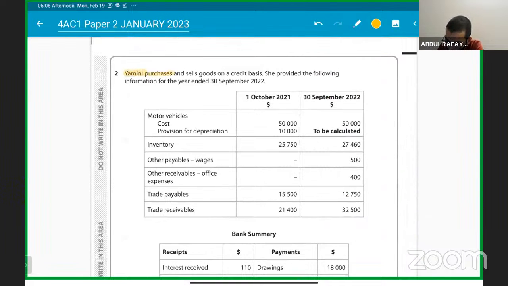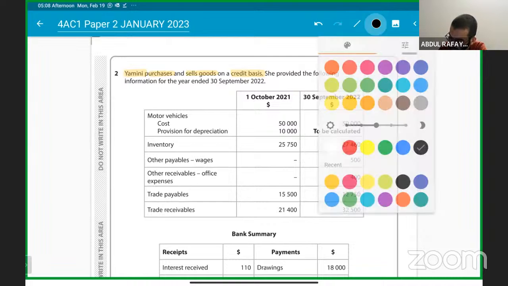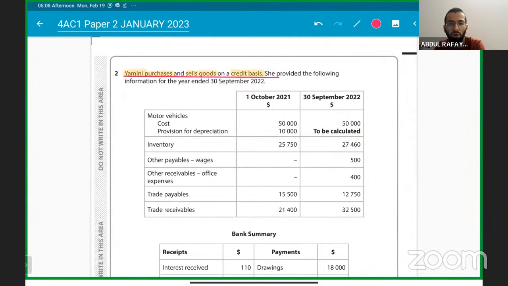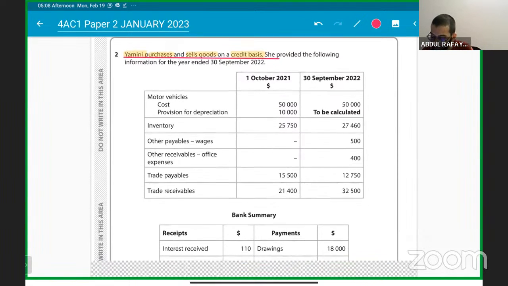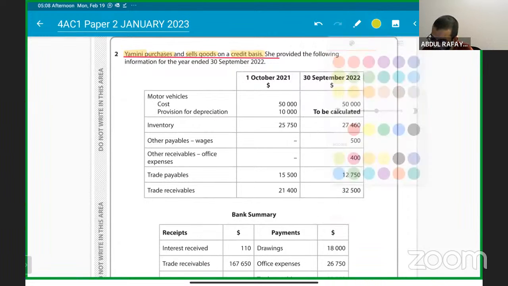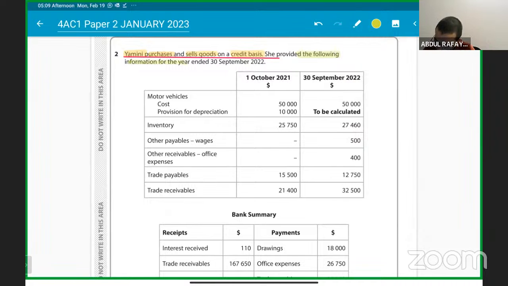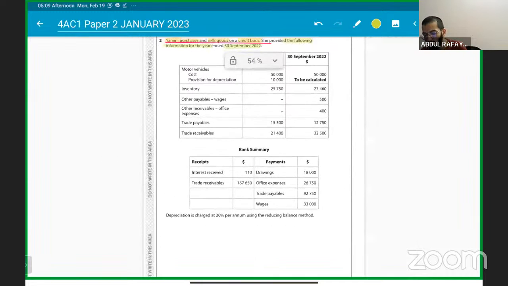There is Yamini. Yamini purchases and sells goods on a credit basis, which means she will have receivables and payables, a lot of customers and a lot of suppliers as well. It also means she must have debtors and creditors because she is working on a credit basis and not a cash basis. She provided the following information for the year ended 30th September 2022.